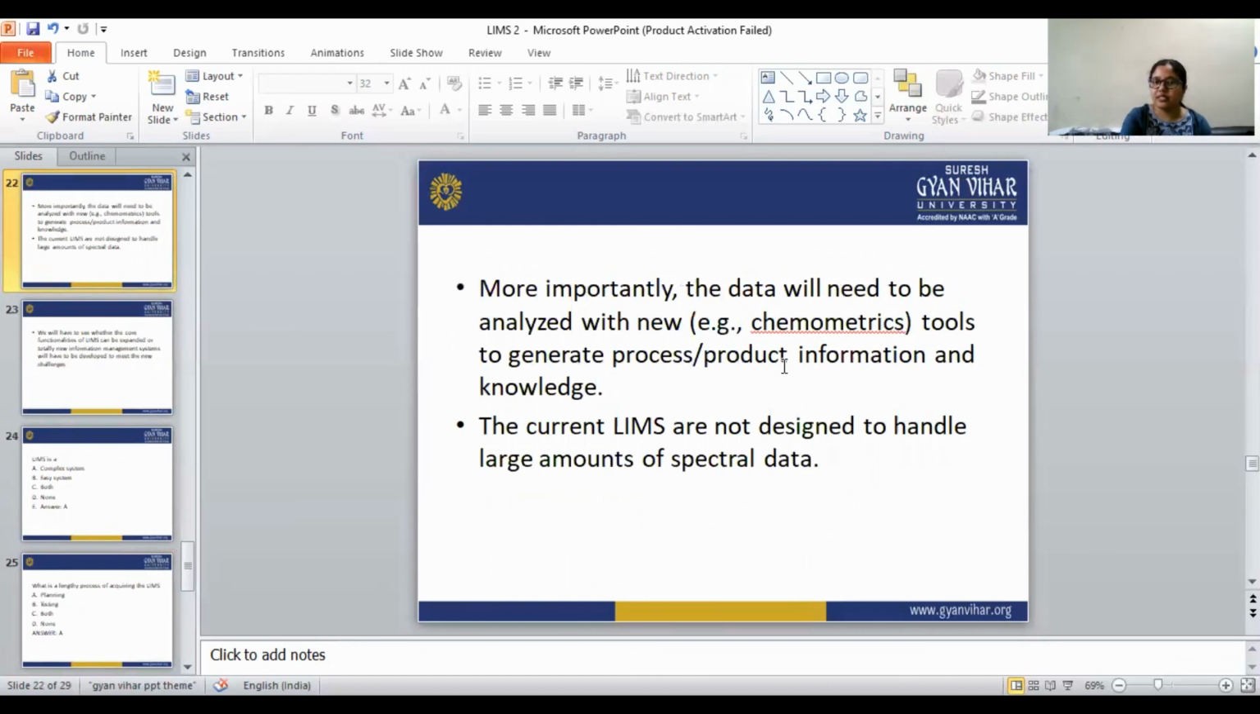The current LIMS are not designed to handle a large amount of spectral data. So this is all about the LIMS. LIMS is a very complex system, and while we handle the LIMS, we have to train on all the processes of the LIMS. We have seen in the previous class the types of LIMS. In today's class, we saw how we can implement the LIMS.